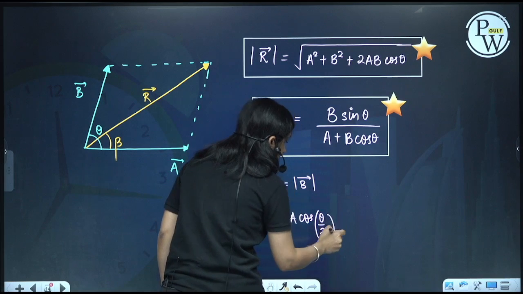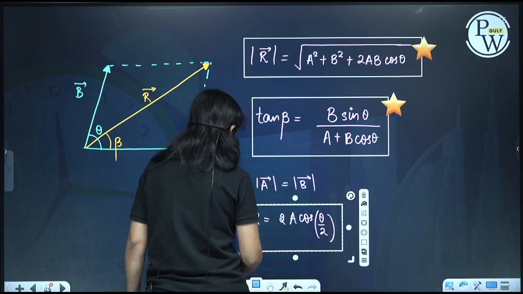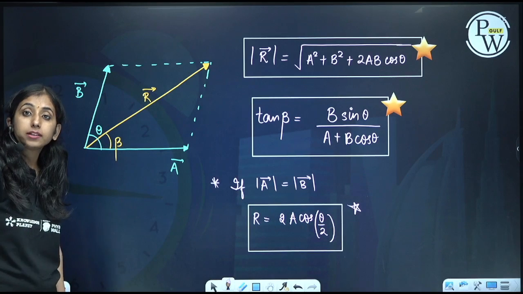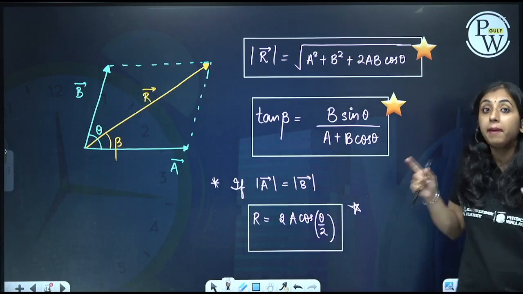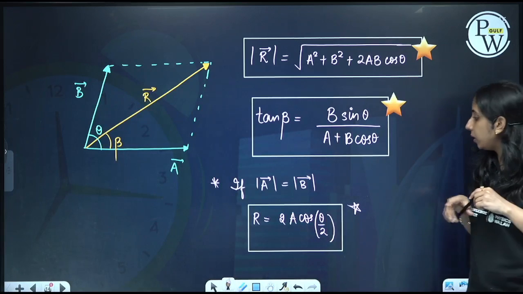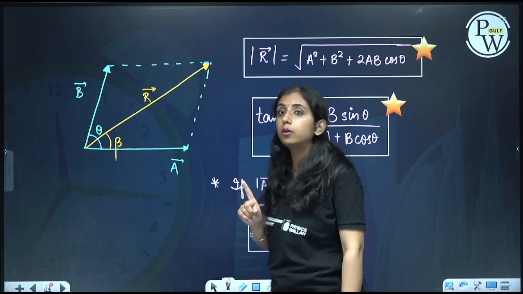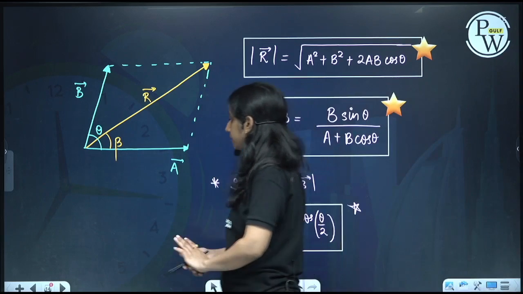Okay, then this complex formula will reduce to a simpler formula: if A vector and B vector are equal in magnitude, not direction, then the resultant will be equal to 2A cos of theta by 2. This is what the magnitude of the resultant will be.